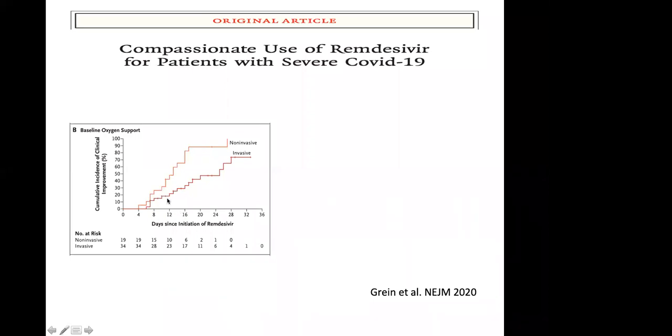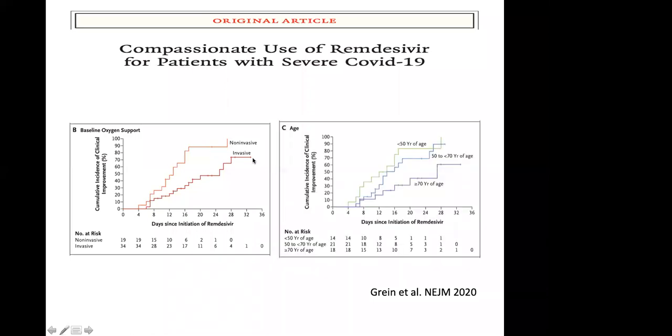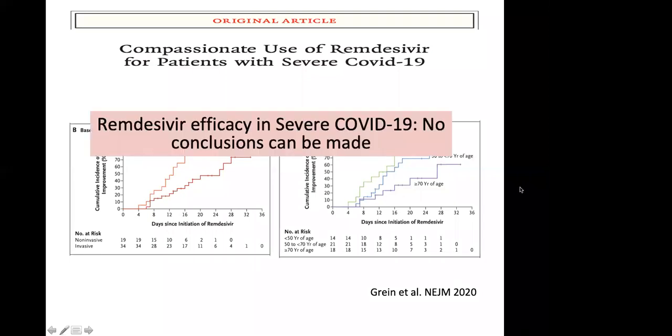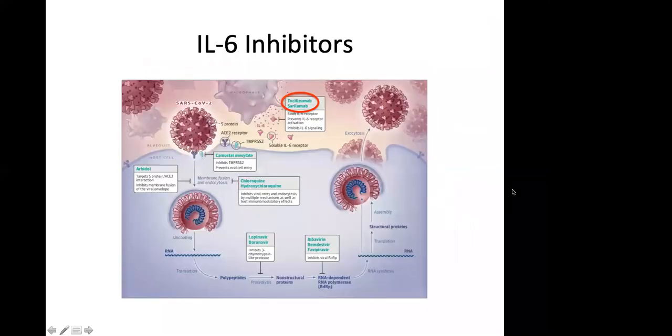Again, clinical improvement was more likely in non-invasive versus invasive ventilation. And older patients tend to do worse, as we already know. So in terms of remdesivir efficacy in severe COVID-19, no conclusions can be made. As of 2 weeks ago, there were 5 randomized controlled trials on clinicaltrials.gov to randomize patients for remdesivir. So we'll have to wait and see.